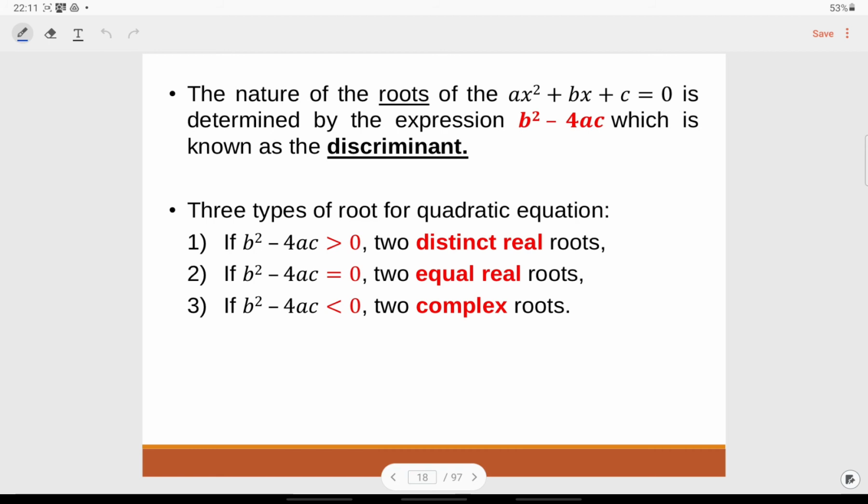The first one, if the value for the b square minus 4ac is greater than 0, that means the quadratic equation has two distinct real roots. Okay, distinct real roots. What does it mean, distinct? Let's say we have the solutions x equal to a, x equal to b. So distinct means a not equal to b. So we have two distinct real roots.